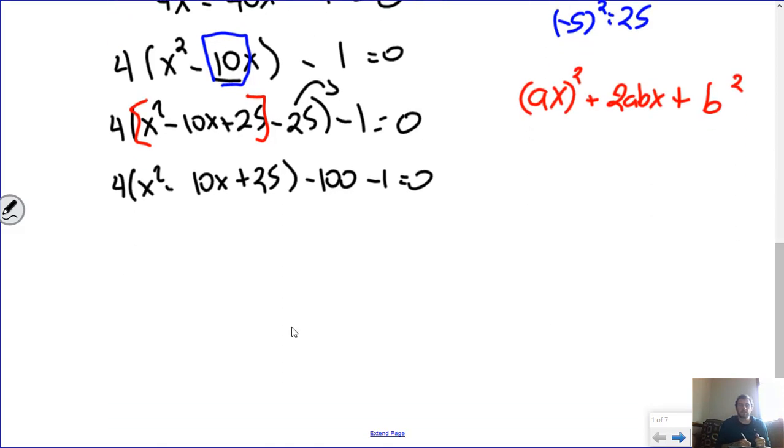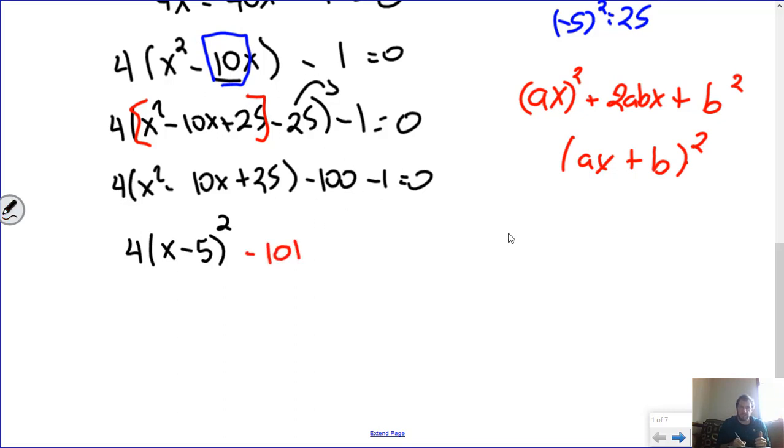And then what I'm going to do is factor my trinomial, factor this perfect square. So we get 4 times x minus 5 squared, right? And that's how we factor a perfect square trinomial. What happens here is we get ax plus b squared. So in this case, if a is 1 and b is negative 5, right, that's where these are coming from, this 1x and this negative 5. We're going to combine these two terms, so negative 101, and that's still equal to 0.